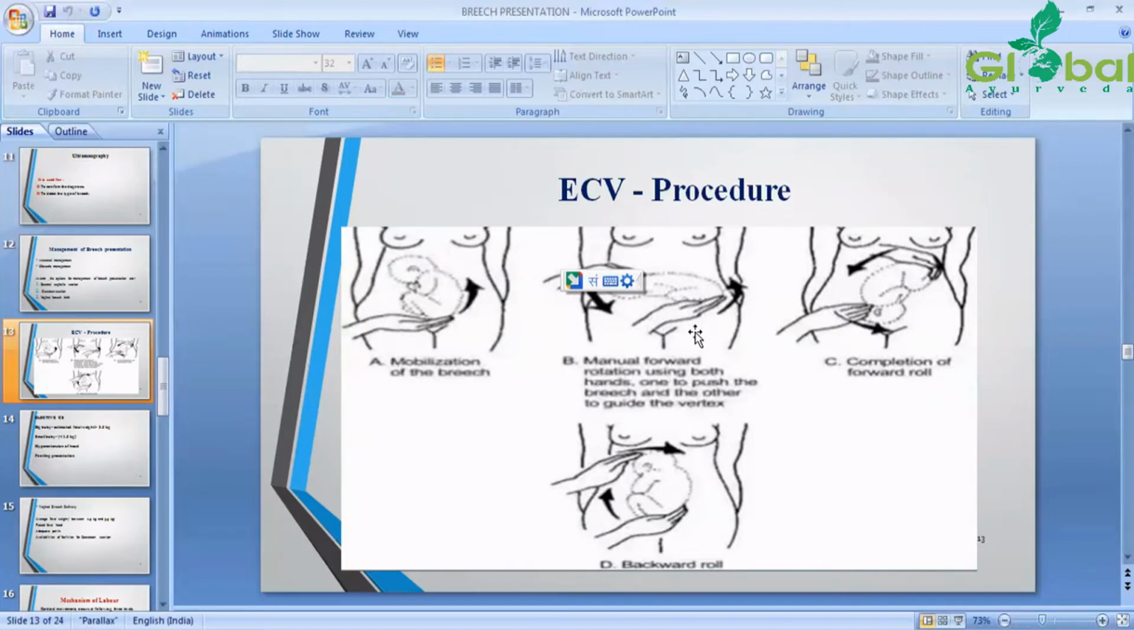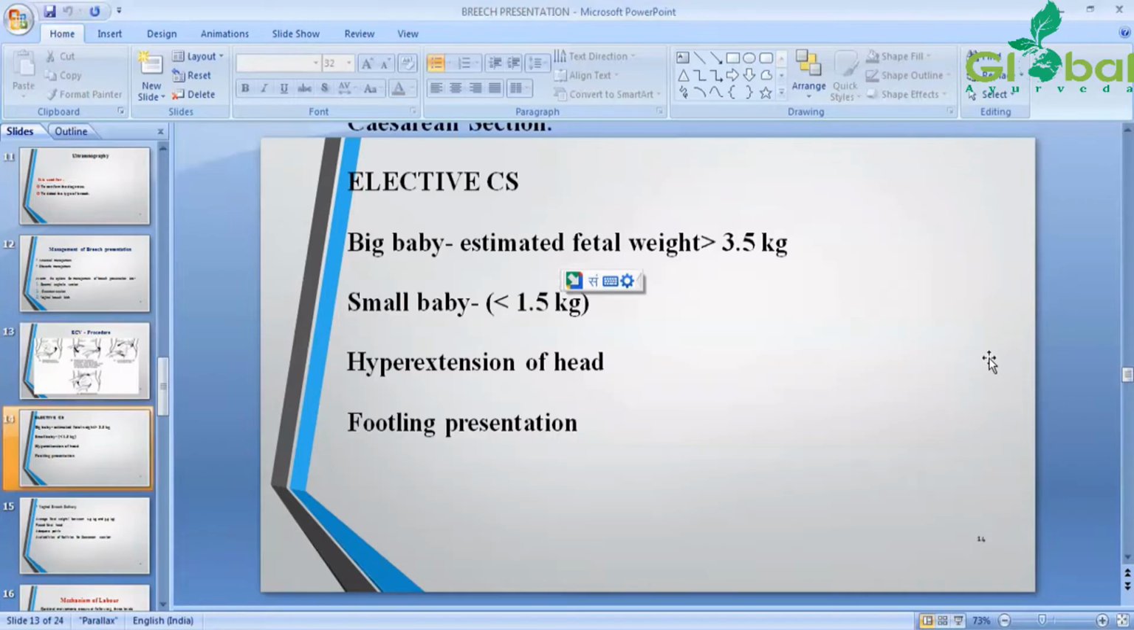buttocks. That is my second step, to do manual forward rotation using both hands, one to push the breech and another to guide the buttocks. Then the third step is completion of the forward roll, and the fourth step will be the backward roll. These are the steps of the external cephalic version procedure: first mobilize the breech, then manual forward rotation, then completion of the forward roll and completion of the backward roll.